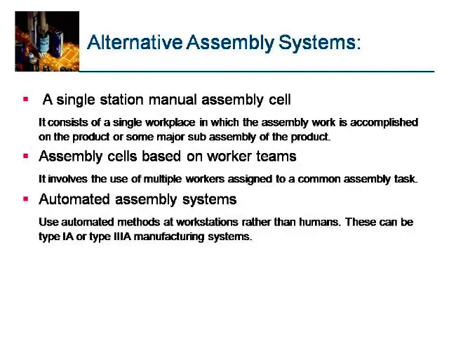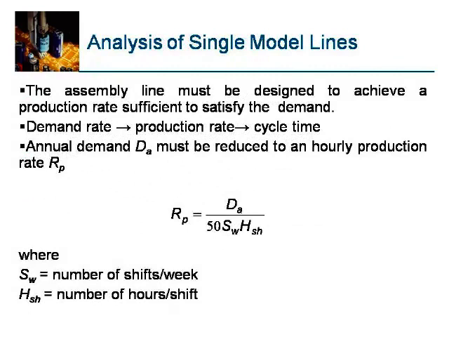Automated assembly systems use automated methods at workstations rather than human beings. These can be type 1A or type 3A assembly manufacturing systems. Let us see the analysis of a single model line. The assembly line must be designed to achieve a production rate sufficient to satisfy the demand. Demand must be equal to production rate or cycle time.